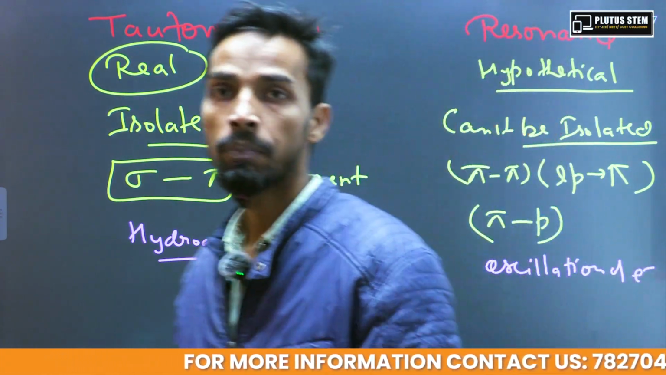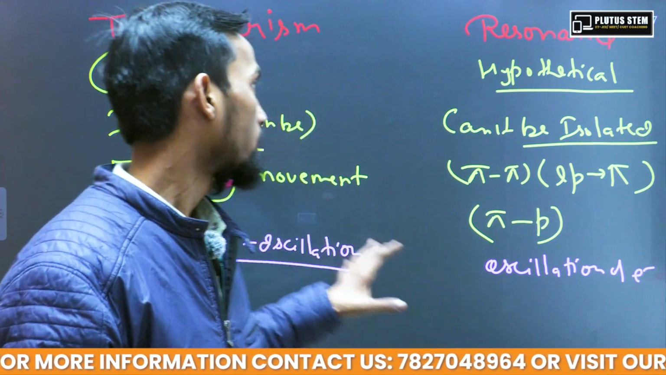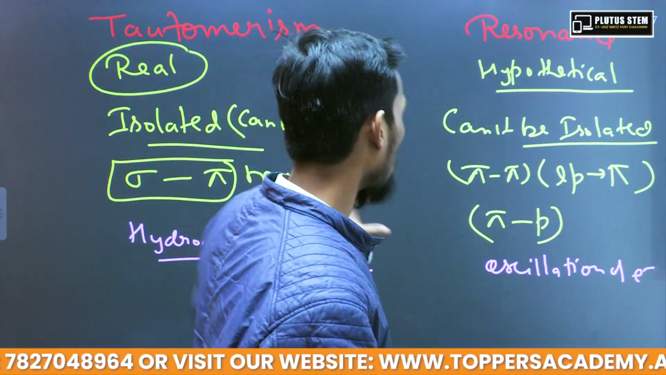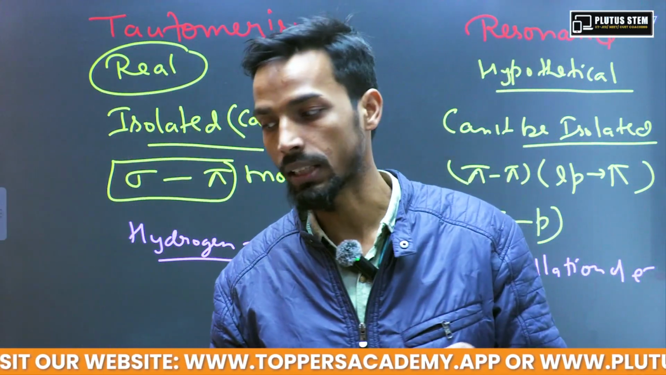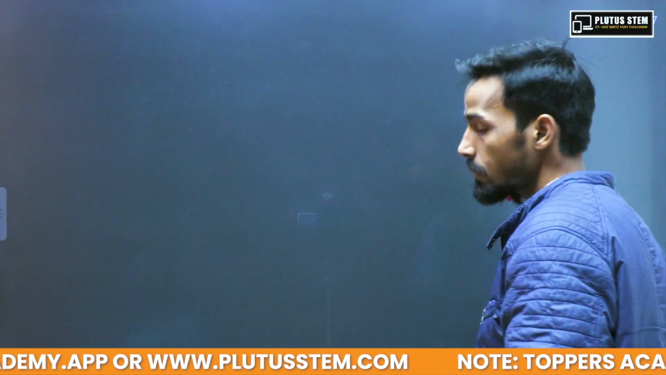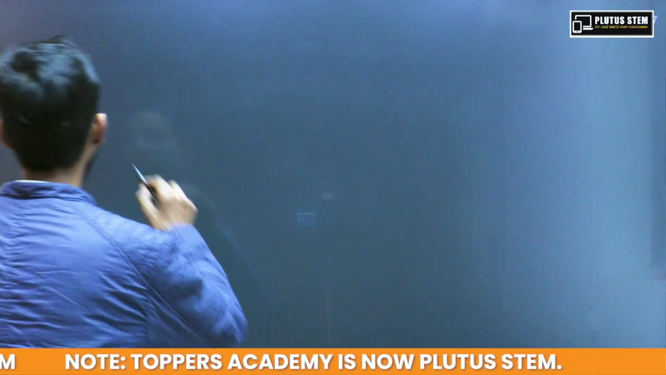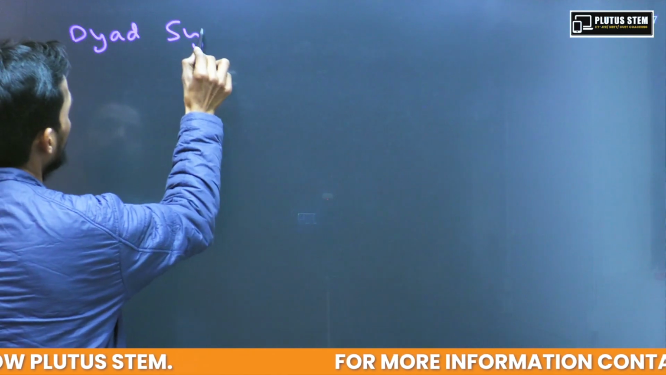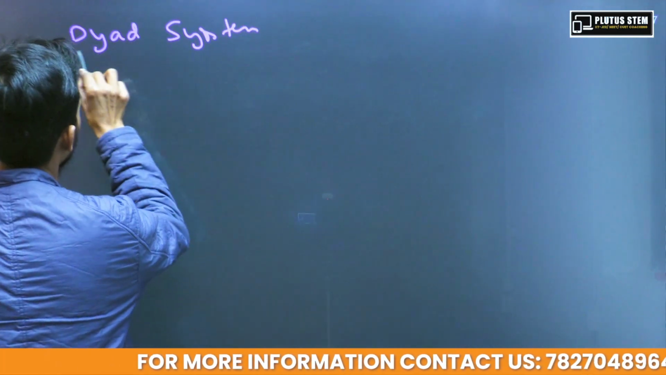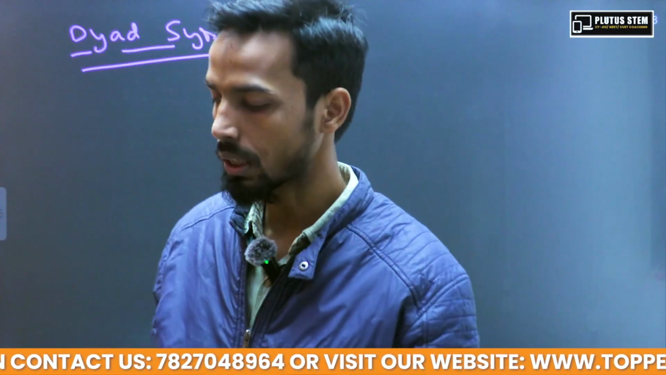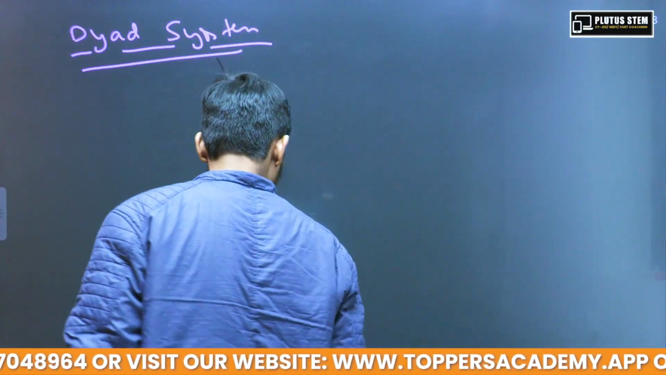So those students who are confused about why we call it resonance and why we call it tautomerism, this is the major difference I have shown you. So now coming back, what are the systems that show this tautomerism? There are two types of system: dyad system and triad system. Firstly we are going to see the dyad system.